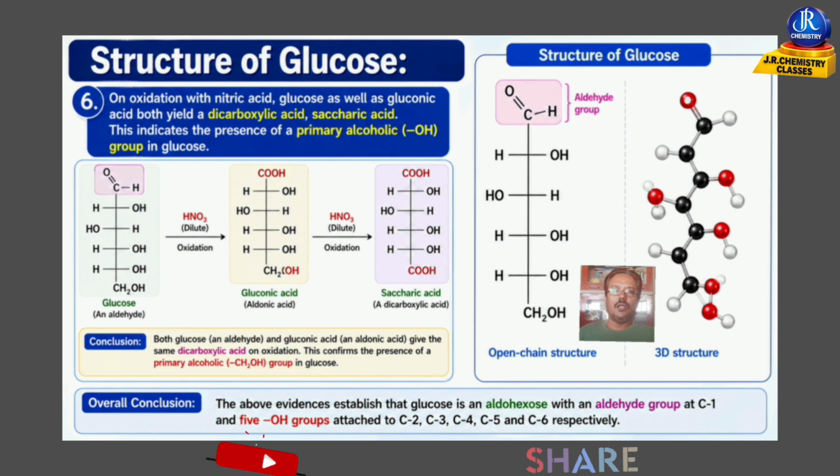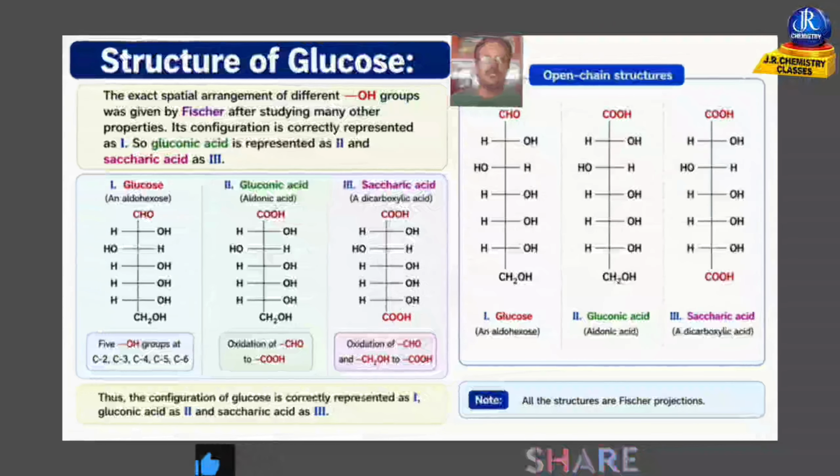Number 6. On oxidation with nitric acid, glucose as well as gluconic acid yield a dicarboxylic acid, saccharic acid. This indicates the presence of a primary alcoholic —OH group in glucose. The exact spatial arrangement of different —OH groups was given by Fischer after studying many other properties.